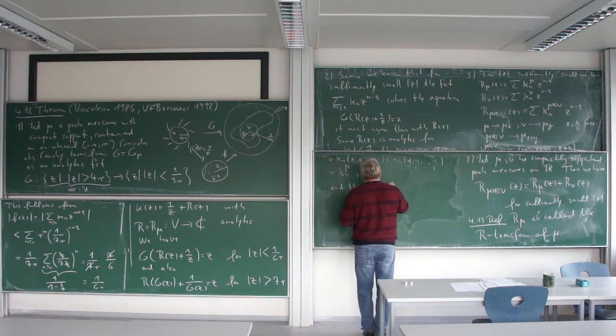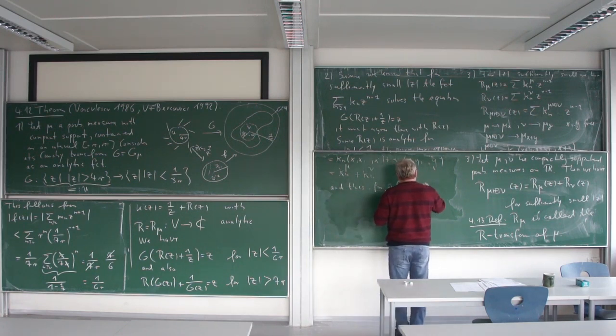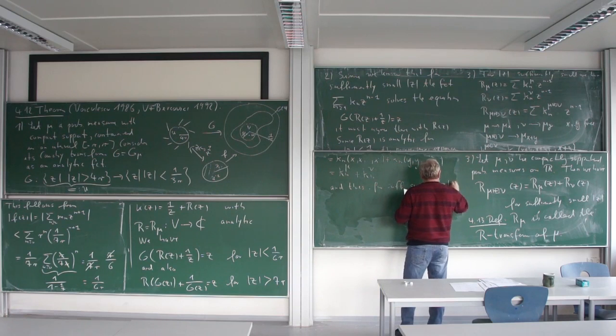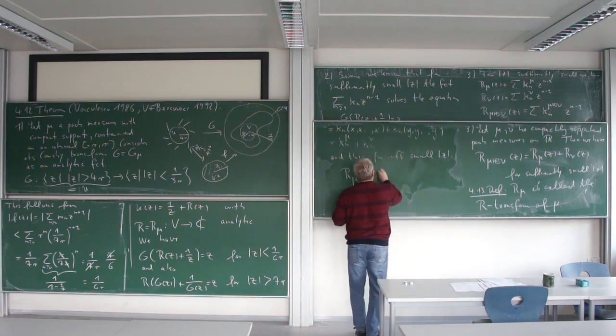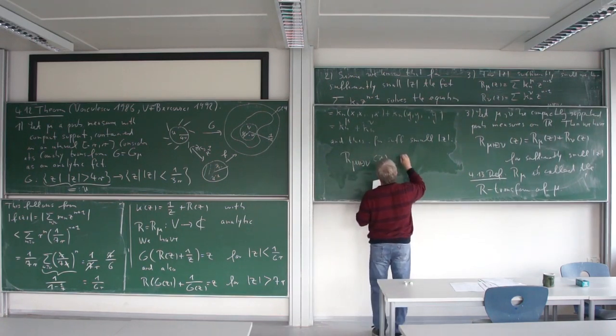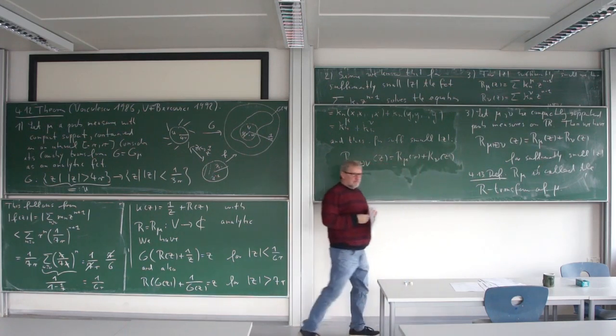Thus, for sufficiently small z we have that the R transform of the free convolution of mu and nu is the R transform of mu plus the R transform of nu.